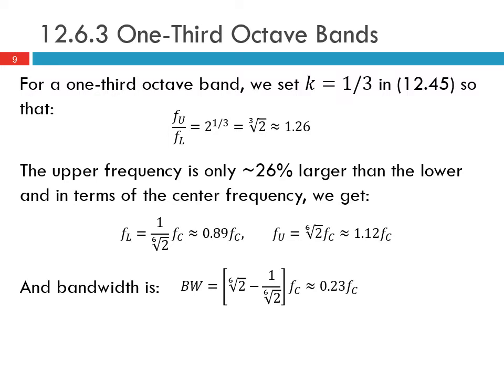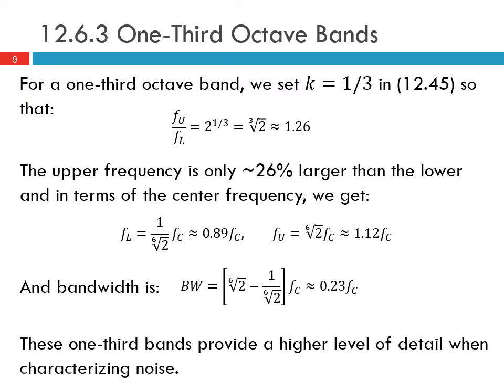So then the bandwidth is the sixth root of 2 minus 1 over the sixth root of 2 times FC, which is approximately 0.23 times FC. So these 1/3 bands provide a higher level of detail when characterizing noise. And there's a table shown in the notes with standard 1/3 octave bands showing their center frequency as well as their lower and upper frequency for bands going from about 22 hertz up to 22,000 hertz.